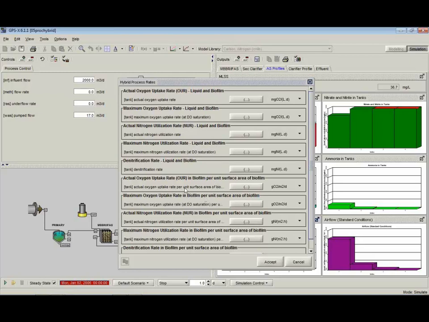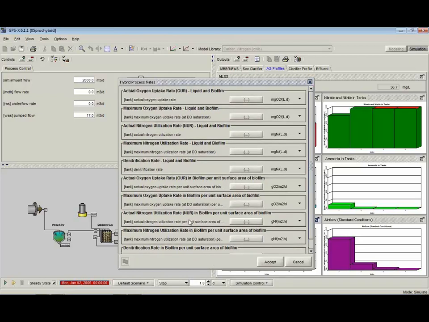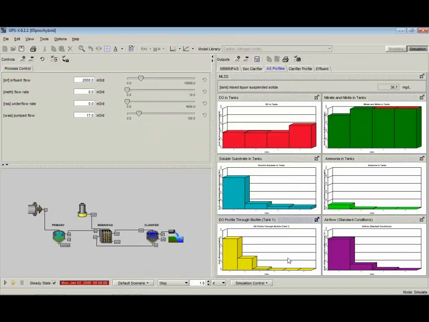But then we've also done some other interesting things here in terms of OUR per unit surface area of the biofilm. So the section at the top is more or less the liquid and biofilm together, and then this is biofilm only on the bottom. So that allows you to sort of distinguish what's happening, how much your biofilm is contributing to this particular system. So there's lots of information to be had, and you can do lots of interesting things.